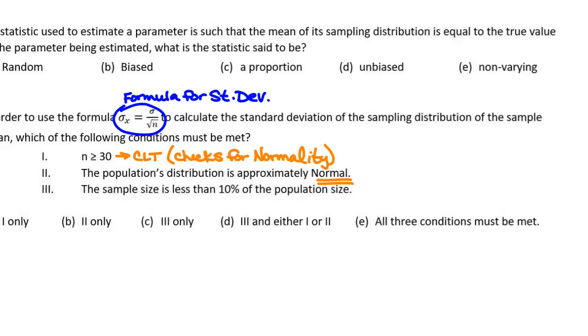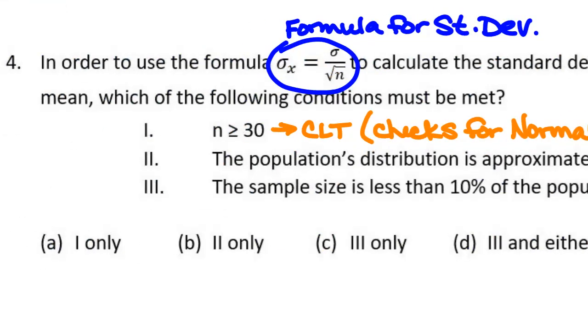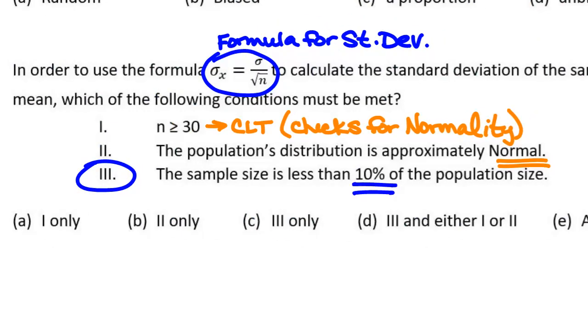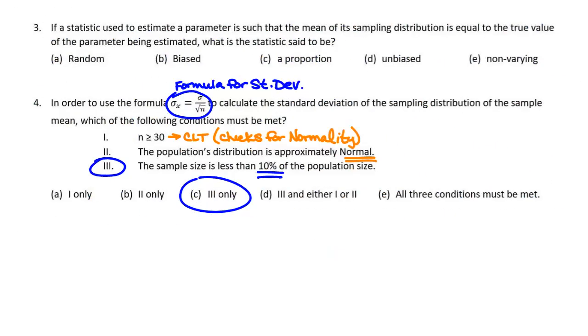We can calculate the standard deviation using this formula, even for sampling distributions that are distinctly not normal. This formula will work for any sampling distribution for X bar, as long as we meet our 10% condition. So this is the only one that has to do with the 10% part. If they had asked about normality, then I would need 1 and 2.